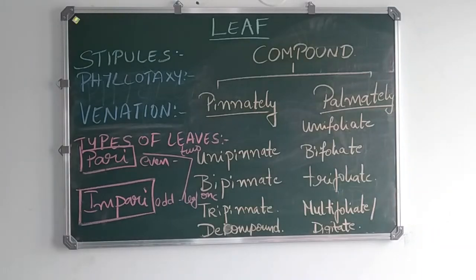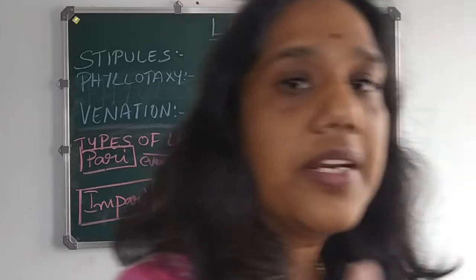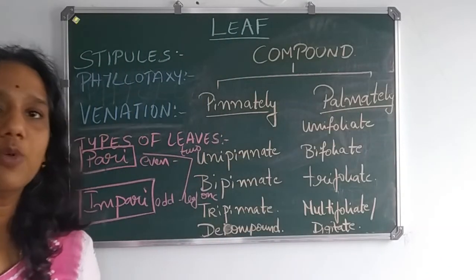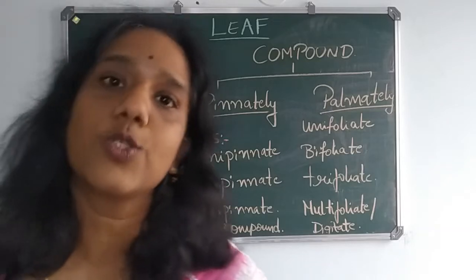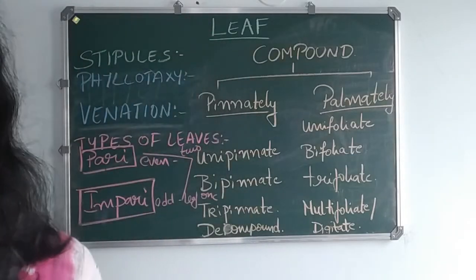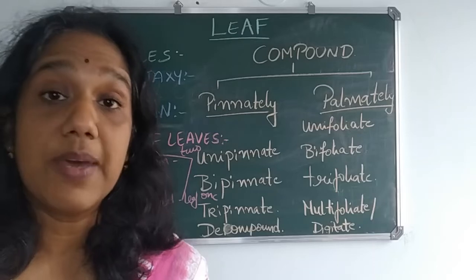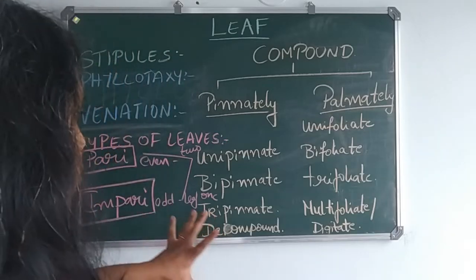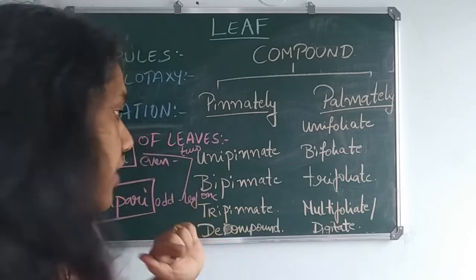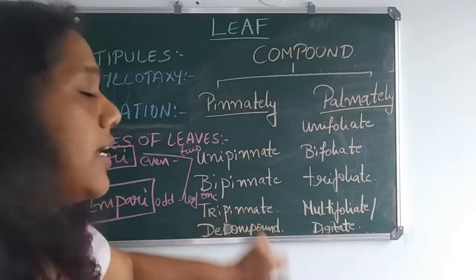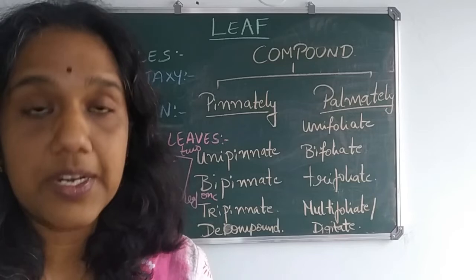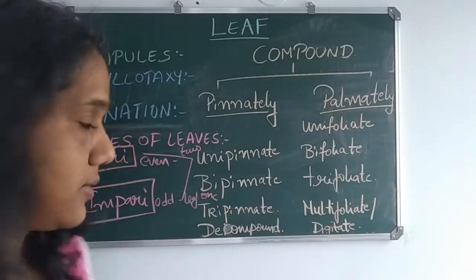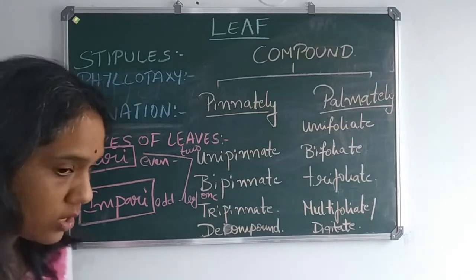Next, the tripinnate is moringa. Now, what is moringa? Moringa is nugge soppu. Very, very important, having a lot of health benefits when we have moringa powder and things like that. It also helps in maintaining the blood sugar levels. So the example for tripinnate is moringa. Remember this. Then we have decompound.